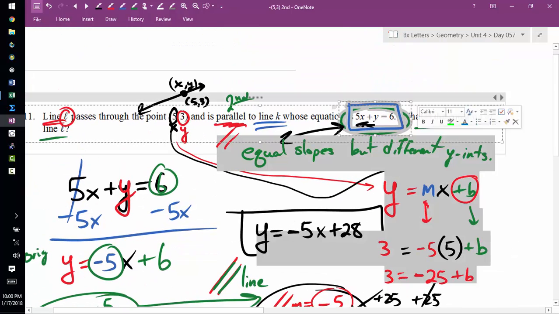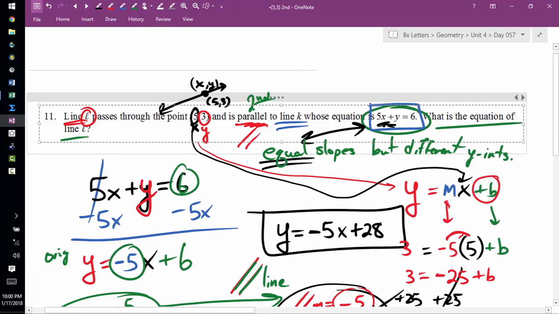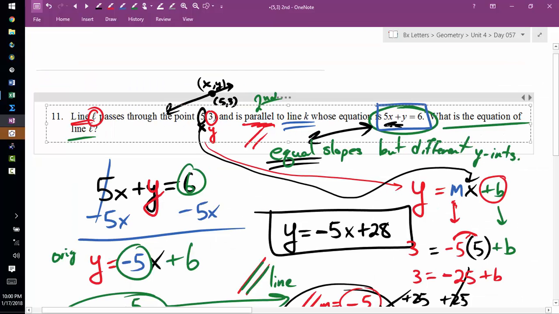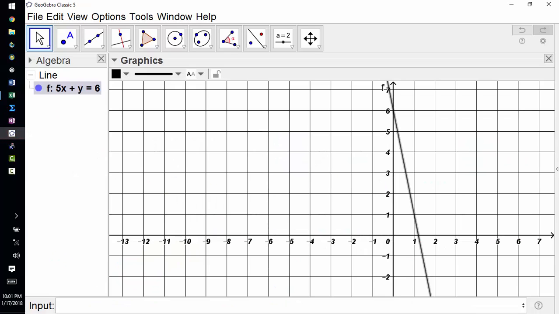So our original line was that 5x plus y equals 6. There's that line. It's saying the parallel line goes through the point 5, 3. So I'm going to graph that point 5, 3.